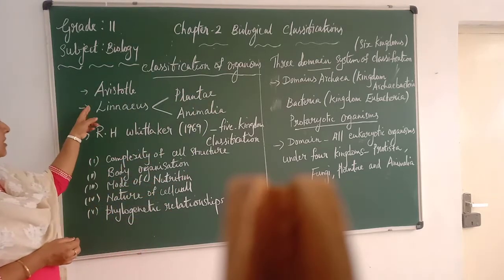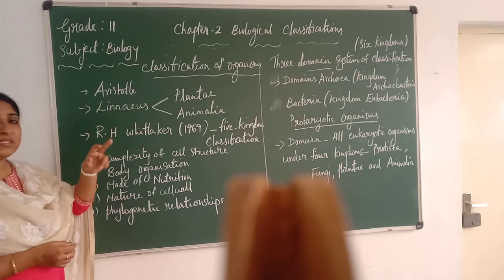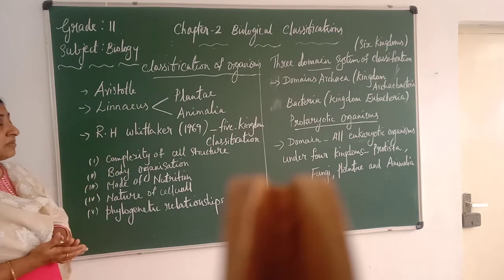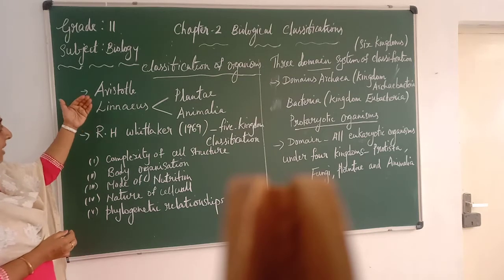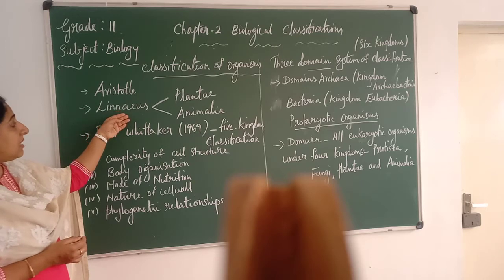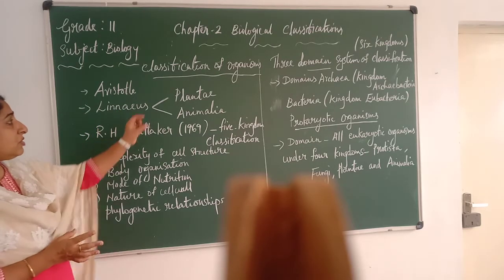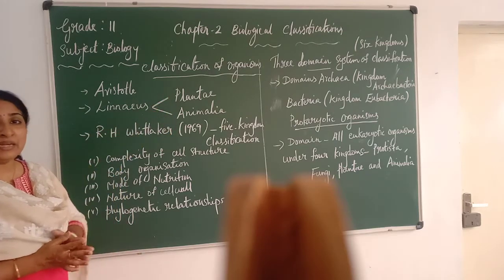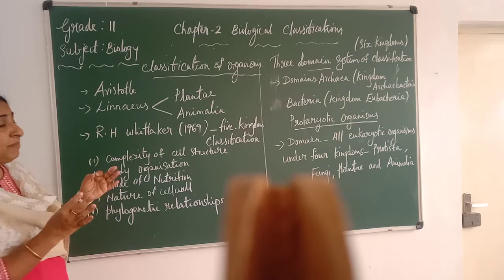You can see one name here, Aristotle, who was the first person to attempt classifying organisms based on some similarities and differences. After Aristotle, the scientist Linnaeus classified all the organisms into two groups. Which are the two groups? Plantae and Animalia. All the animals come under the Animalia group, all the plants come under the Plantae group.